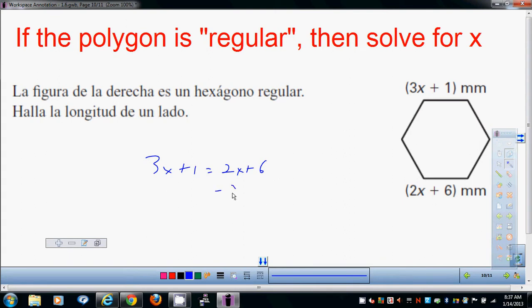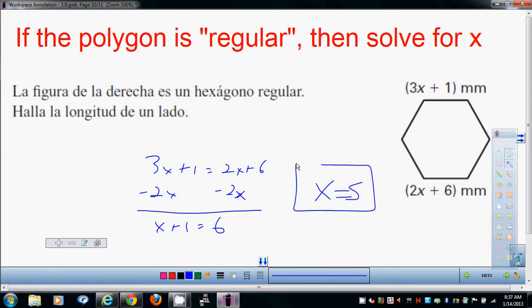Subtract 2x. You get x plus 1 equals 6. Subtract the 1, and you do get x equals 5. Very good. Questions? You're going to be setting things equal. In fact, you only have 3 or 4 problems today where you even have to do that kind of math. Most of today is vocabulary. But when you do, you'll be setting things equal.